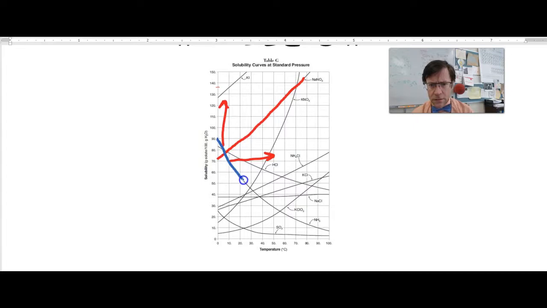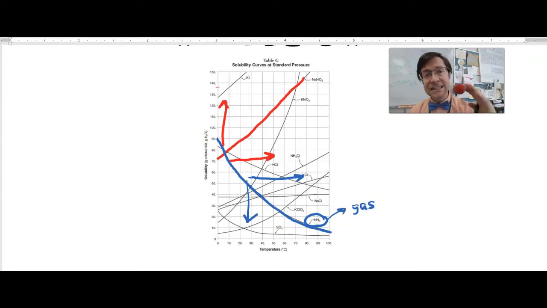ammonia. If you notice, as the temperature goes up, what happens to my solubility? Or the amount that can get dissolved? Yeah, man, it's dropping. So this must be a gas, right? Because the solubility is decreasing with temperature. So the hotter it gets, the less can stay inside the solution.